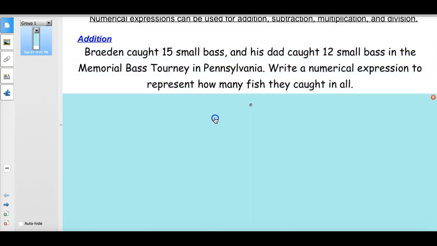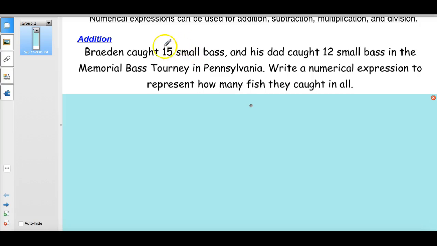So I'm going to show you a word problem. This first word problem says Braden caught 15 small bass and his dad caught 12 small bass in the Memorial Bass Tourney in Pennsylvania. Write a numerical expression to represent how many fish they caught in all. Now, I think it's important to be looking for clue words when we are doing numerical expressions because that's going to show us what operation sign we are going to use.